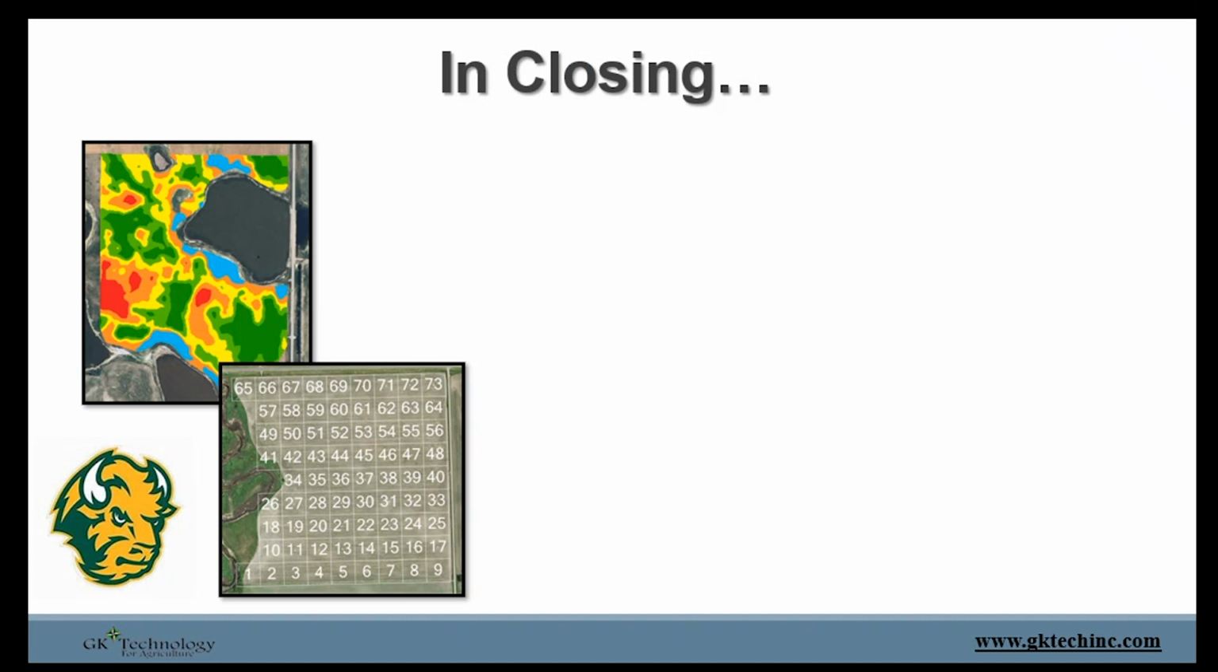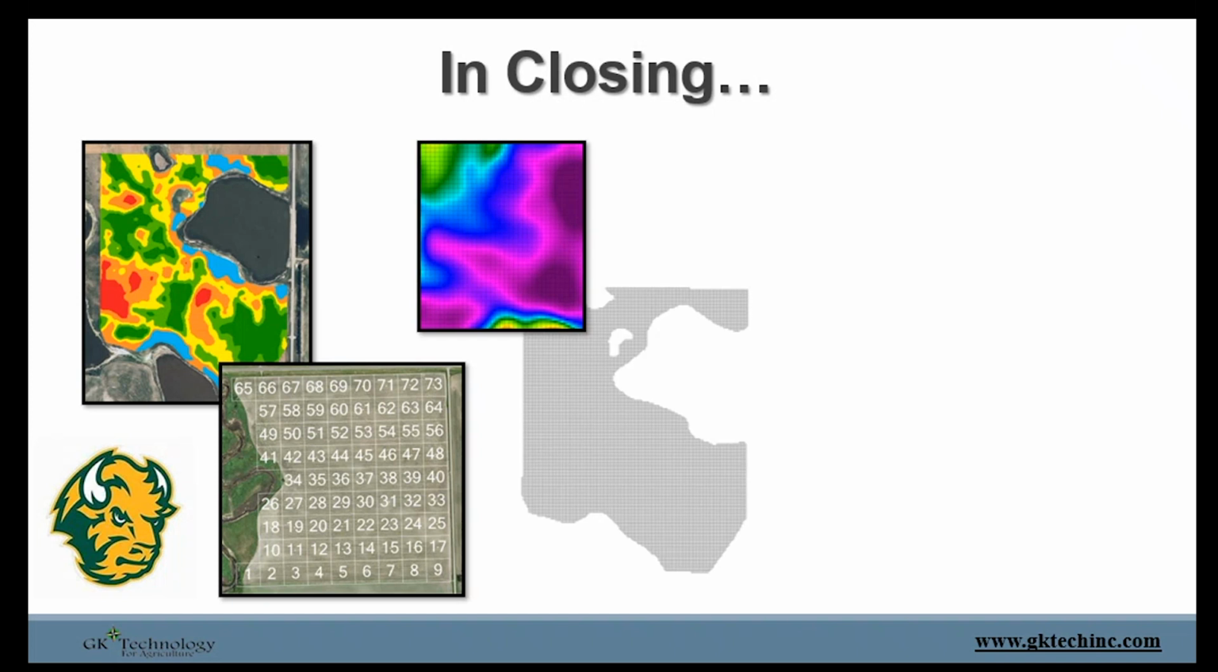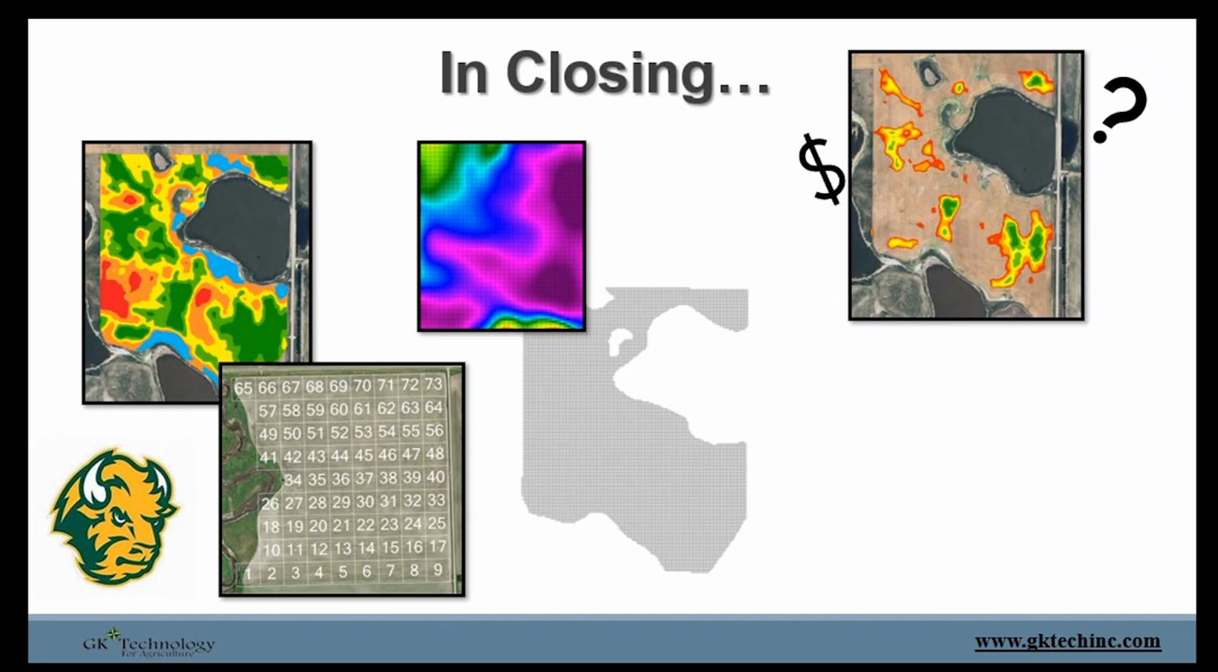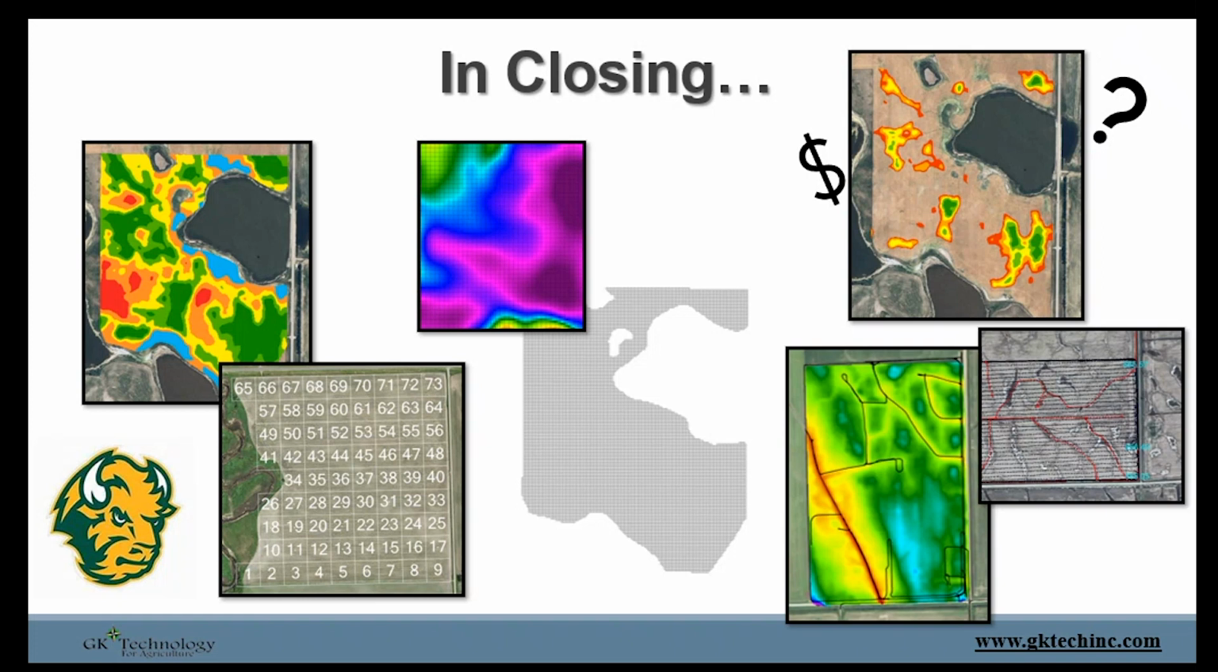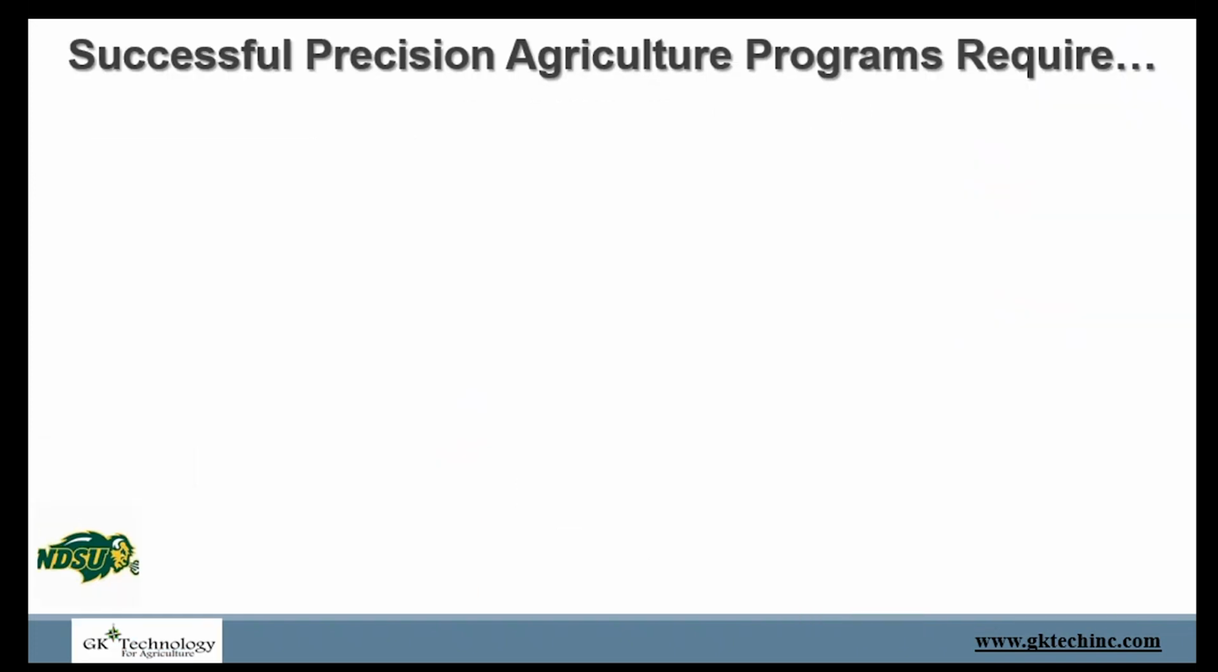So in closing, for everything in the entire presentation, you need to describe the variability in your field accurately. You need accurate zones. So either grids or zones. You need to get the prescription into the tractor. You can do a lot of different things analyzing data. And of course, make sure you get good topography data.